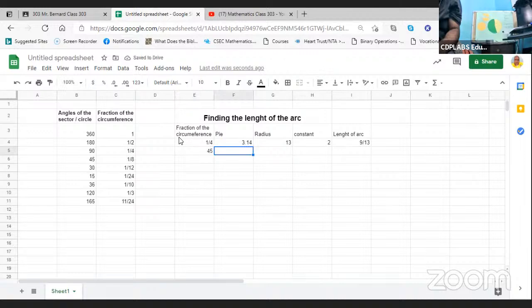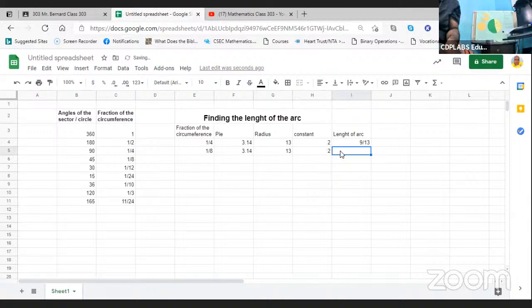45 degrees, using pi as 3.14. So 45 degrees is what? 1/8, right? And the radius is the same, 13, it doesn't change. The constant is 2. Let's see now what our length of arc is. So our length of arc we're having here is 2, really? That can't be right.